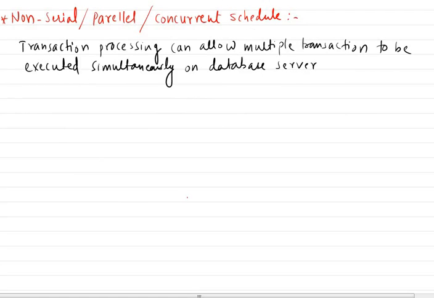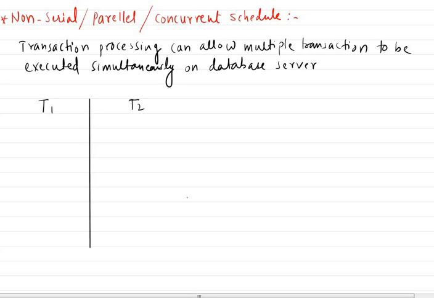The second is the non-serial or parallel or concurrent schedule. What is the definition? Transaction processing can allow multiple transactions to be executed simultaneously on a database server. That means transactions are executed concurrently or in parallel. That means the operating system executes one transaction for some time and then context switches to a second transaction and so on.